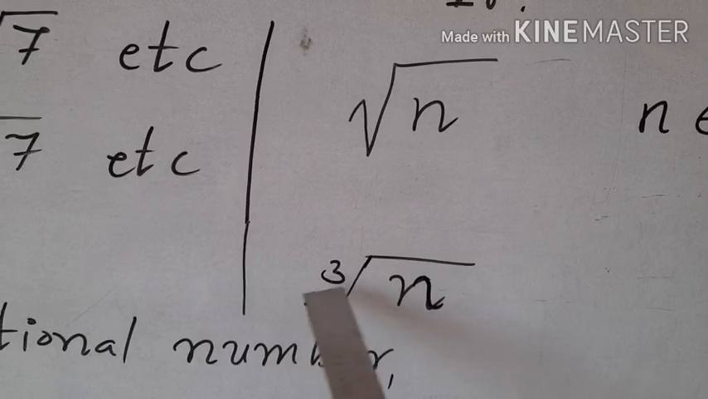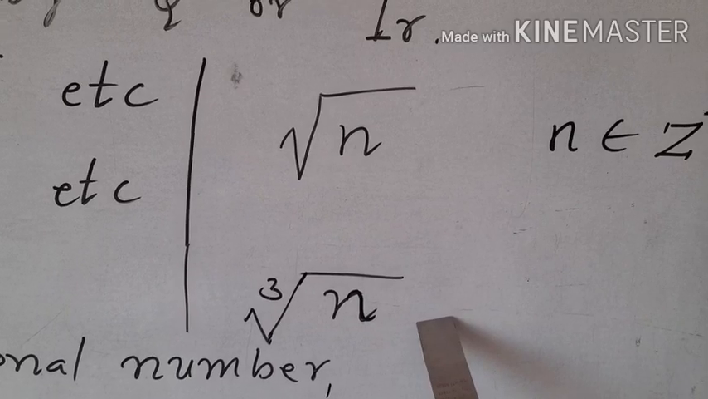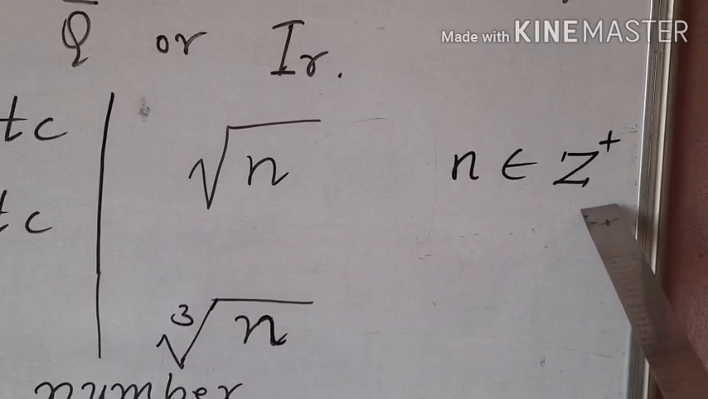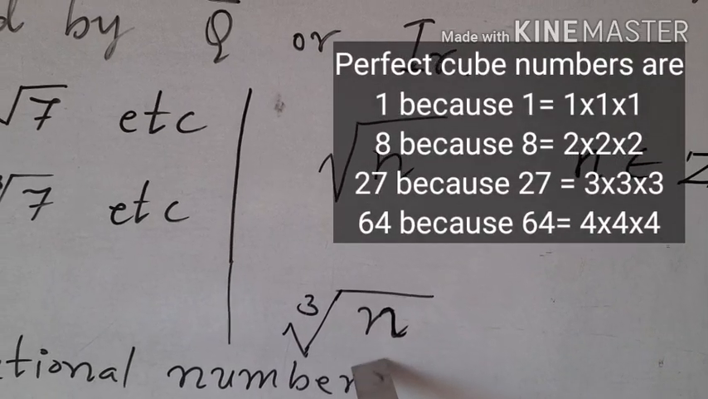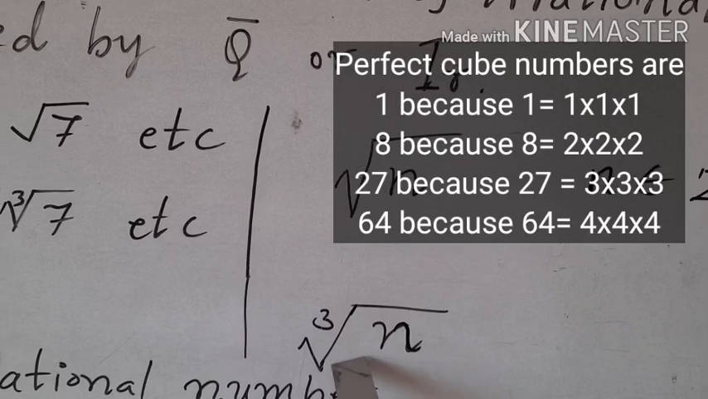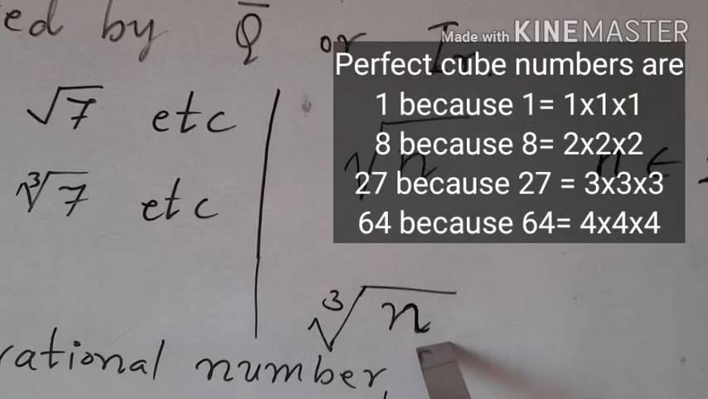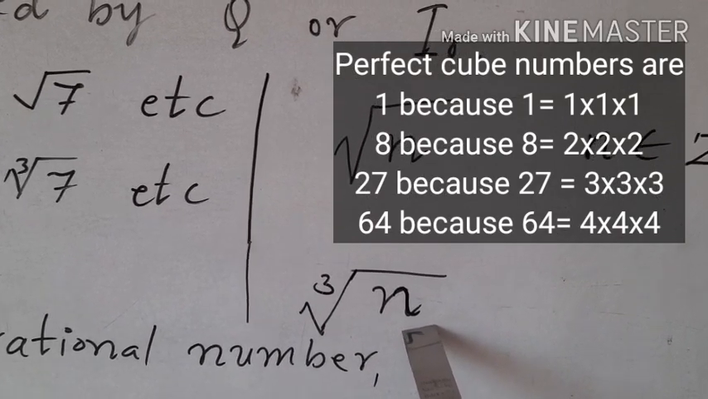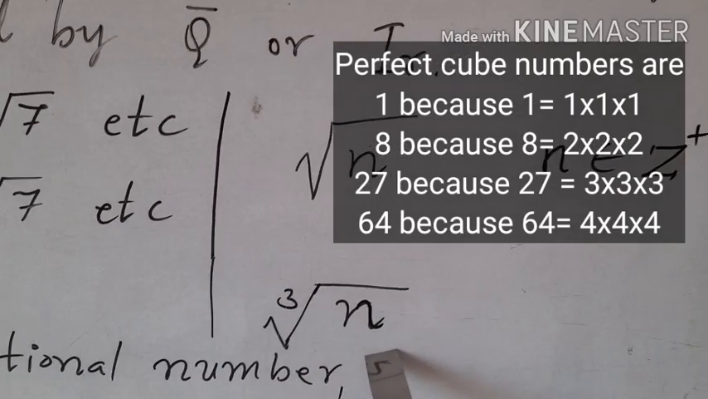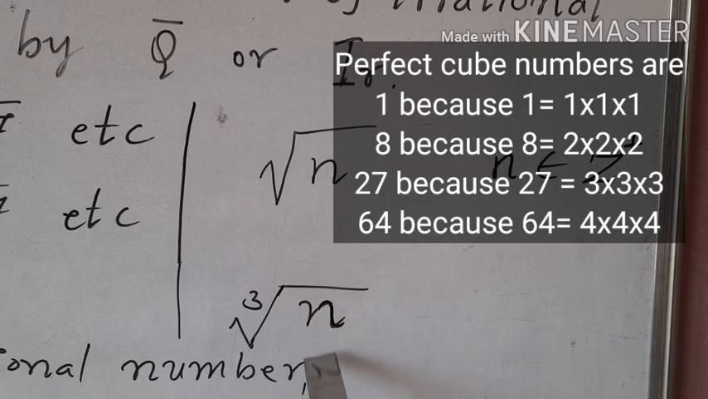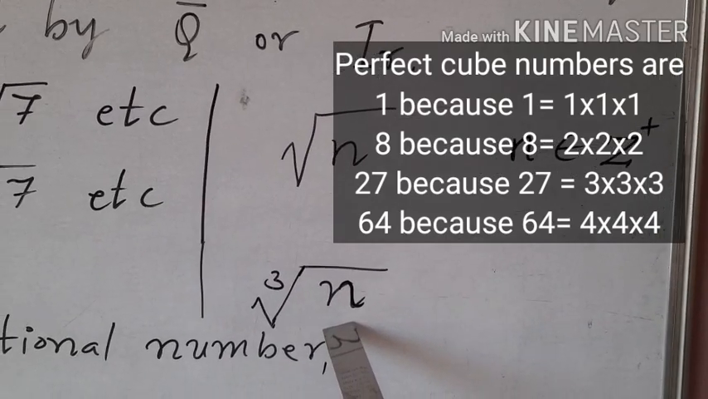If the cube root of n is an irrational number, then there are conditions. That is, this n should be a positive integer and this n should not be a perfect cube. What is the meaning of perfect cube? Any number written as the product of three equal factors or three equal integral factors is called a perfect cube. Therefore, children, if any number written under the cube root is to be called an irrational number, this n should be a positive integer and this n should not be a perfect cube.